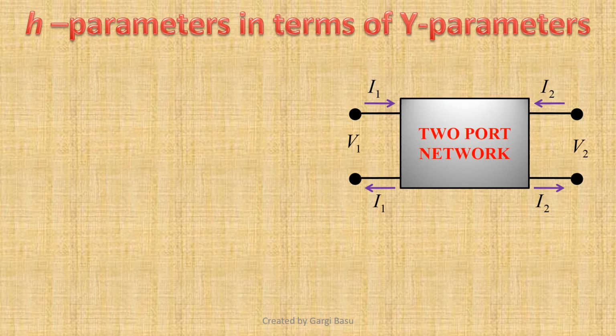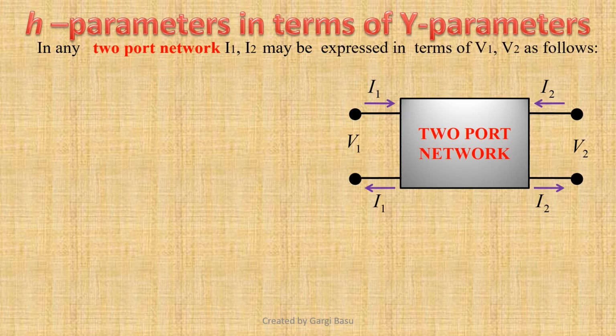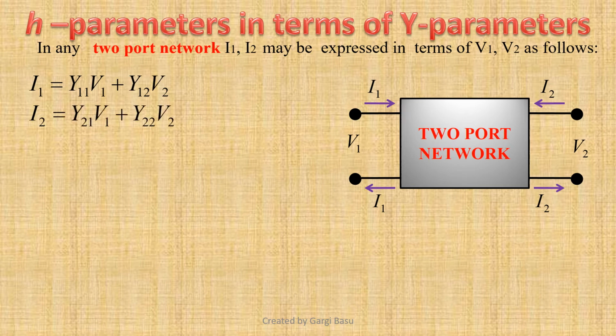Let us now establish interrelationships between hybrid parameters and short circuit admittance parameters, that is Y parameters. When we describe our two-port network using Y parameters, we express the port currents I1 and I2 in terms of port voltages V1 and V2. The linear equations used in this case are I1 equals Y11 V1 plus Y12 V2 and I2 equals Y21 V1 plus Y22 V2.